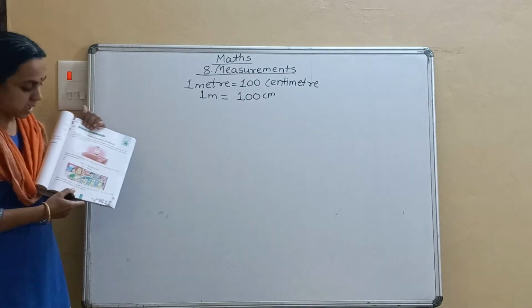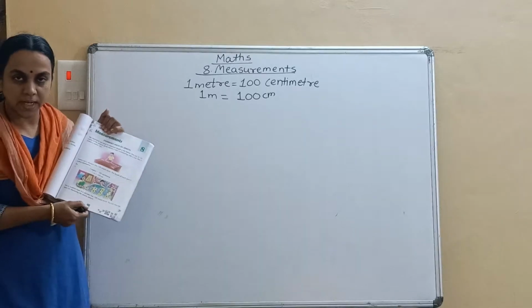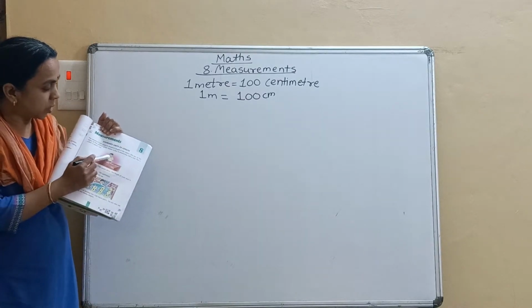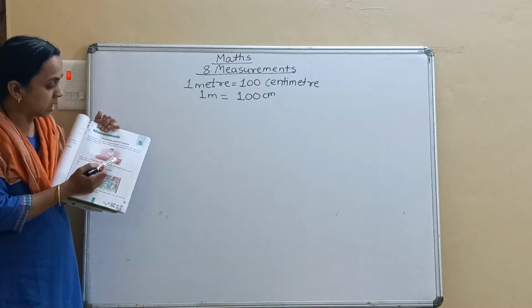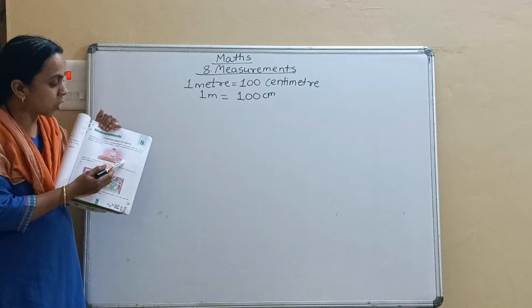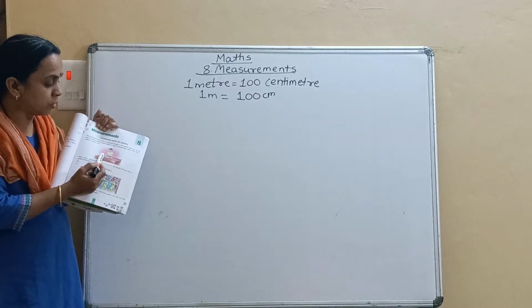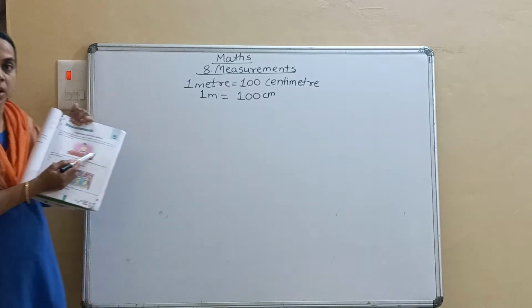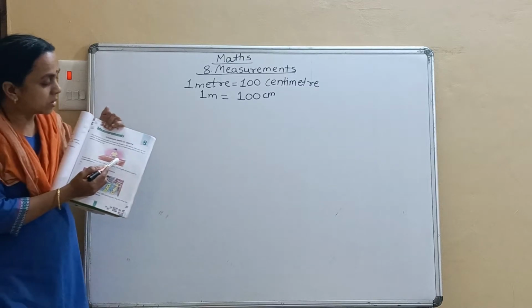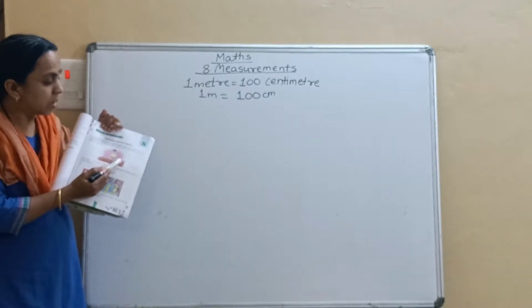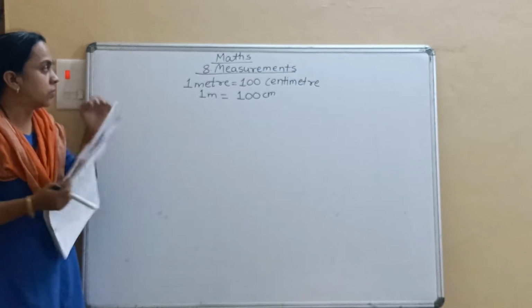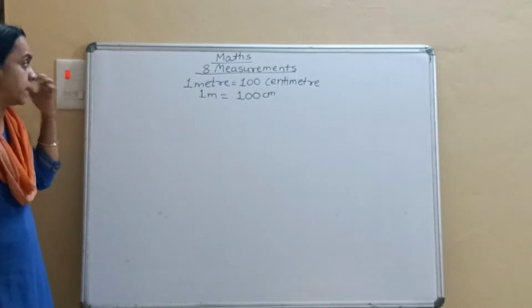So you can see on your page number 135 what this boy is doing. This boy is measuring this table with a measuring rod. So to do the measurement we use a rod, a measuring rod. You can see in this picture. So how can we measure?